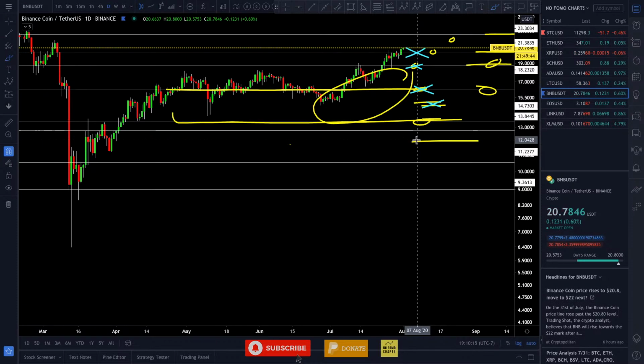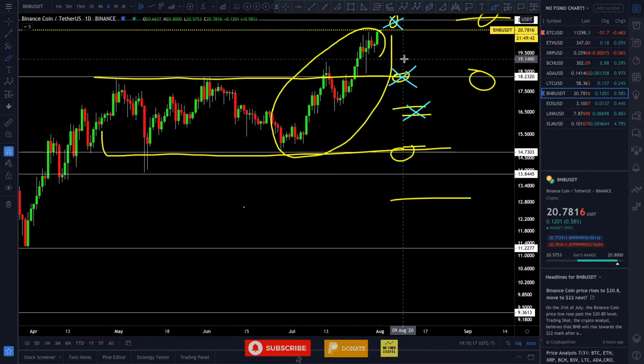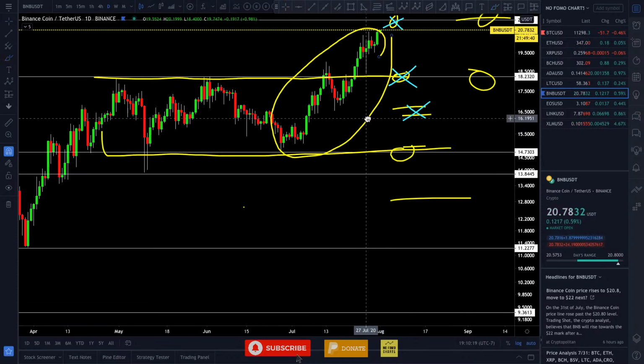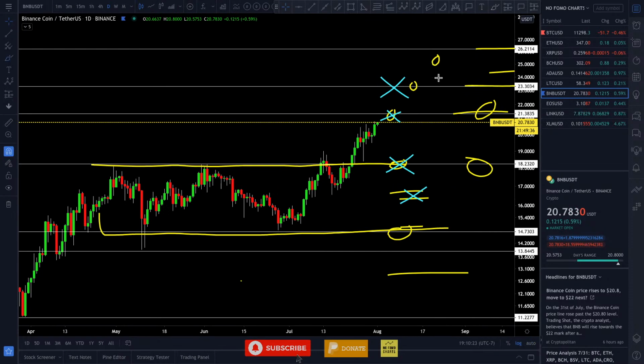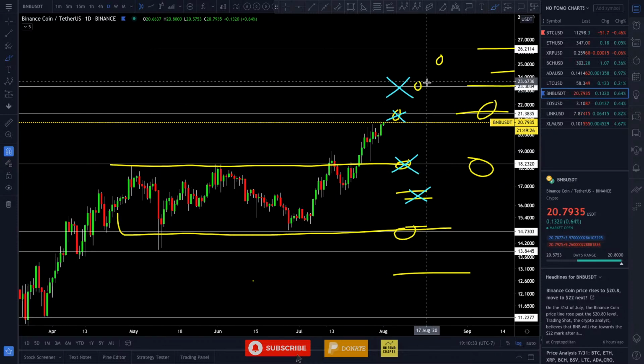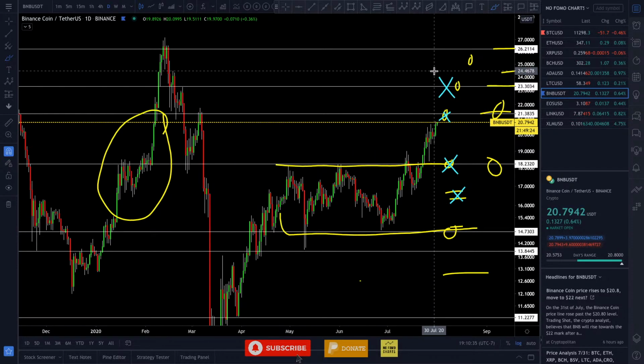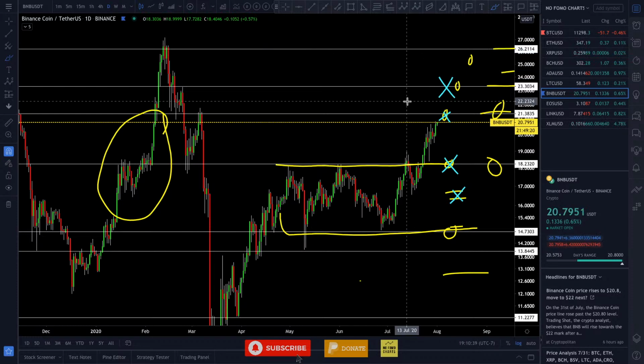Binance Coin almost hit our target. Very close. So, high, low, high. Where's the higher high going to be? Potentially $20. That's actually over $20, excuse me, $21 I meant. Then next, $22, $23, then $24, $25, $26.